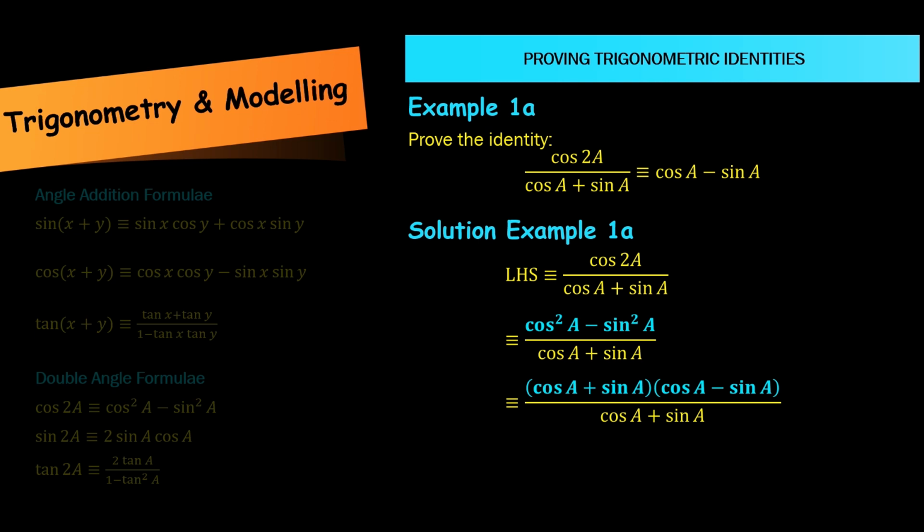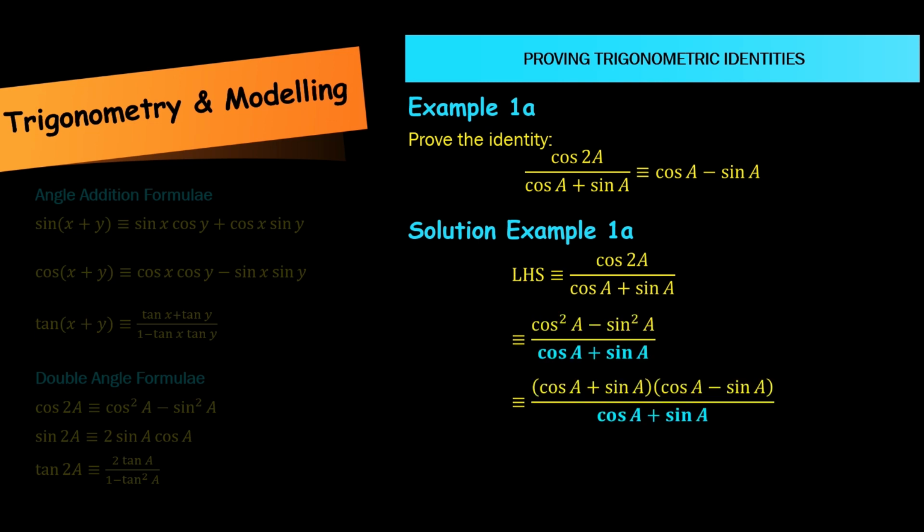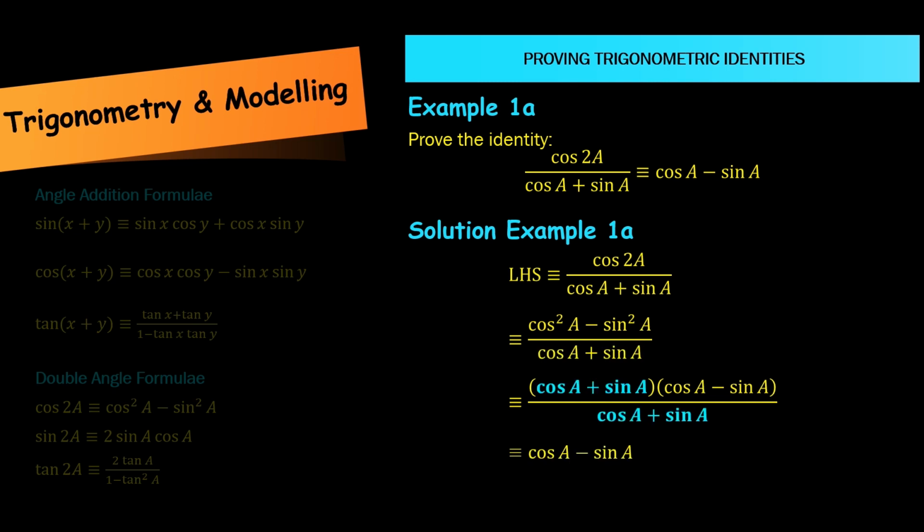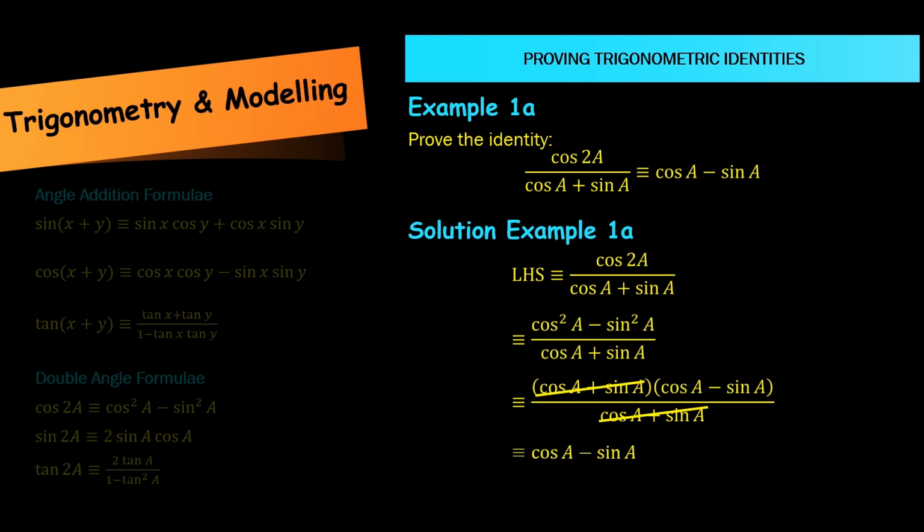Factorising the numerator gives us cos a plus sin a times cos a minus sin a. And this is of course all over cos a plus sin a. The cos a plus sin a cancel, as shown, to leave us with cos a minus sin a. And this is of course equal to the right-hand side of the identity we're required to prove.